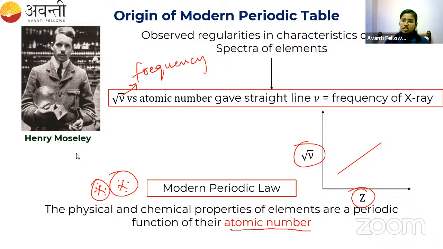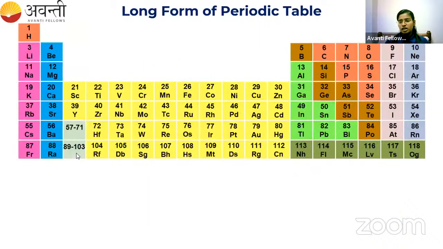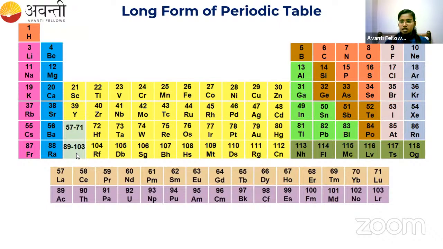This modern periodic table is also called the long form of the periodic table, and this is that table. We have four sections here. I will come to those four sections later. Before moving on to that, let's discuss how many periods and groups are here in the periodic table.